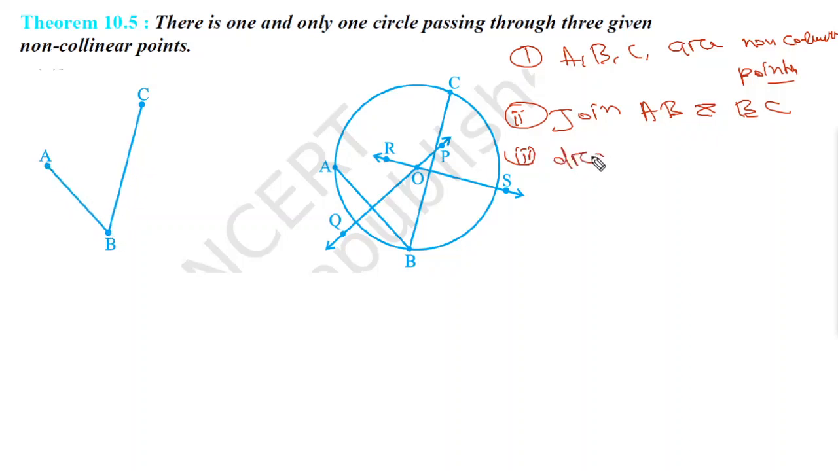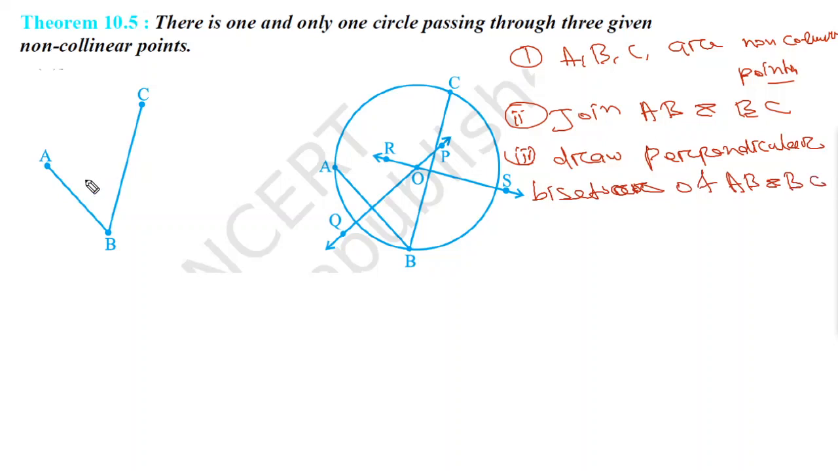Draw perpendicular bisector of AB and BC. Now what we have to do? We have to find the perpendicular bisector of AB. You know how to find the perpendicular bisector. Also perpendicular bisector of BC.